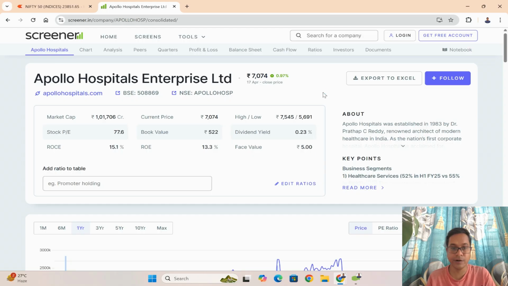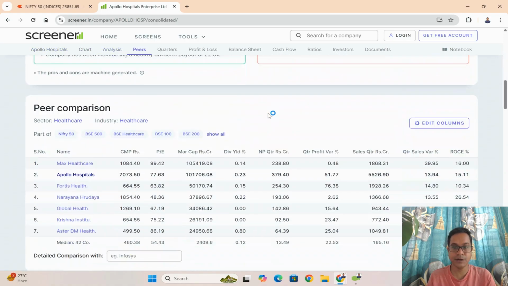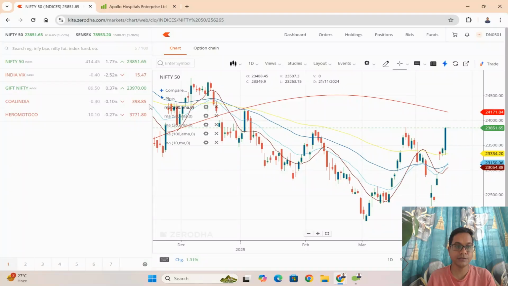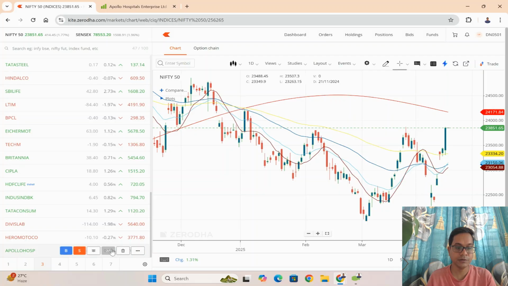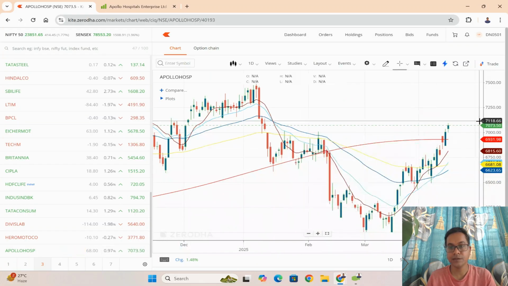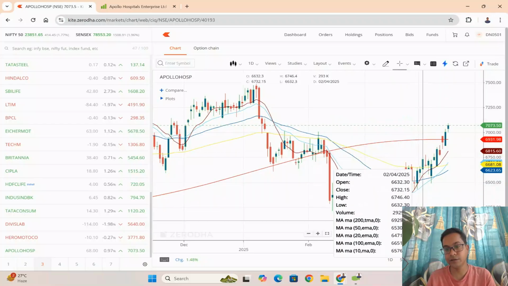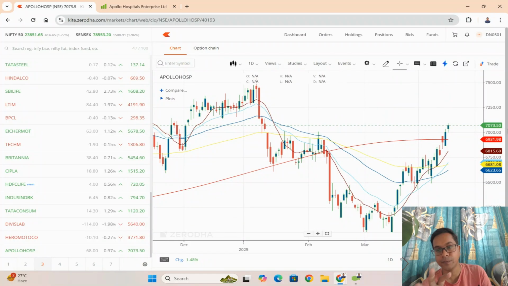This is more about fundamental analysis. In trading, there are two kinds of analysis: one is fundamental, one is technical. Fundamental is what is happening in the company, what is the profit, what is the sales, things like that. If you look at the screen, this is Apollo Hospital. Whatever we are seeing here is fundamental. Technical is price. Let me open the chart of Apollo Hospital. Whatever analysis we do here will be called technical, because we are looking at the price.